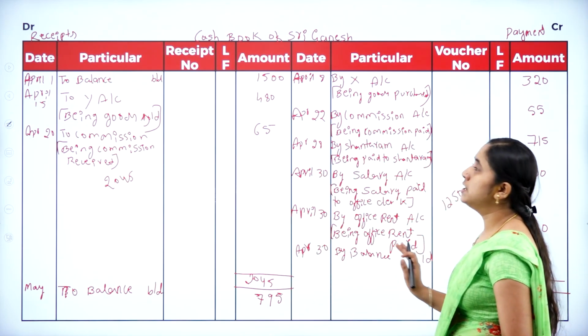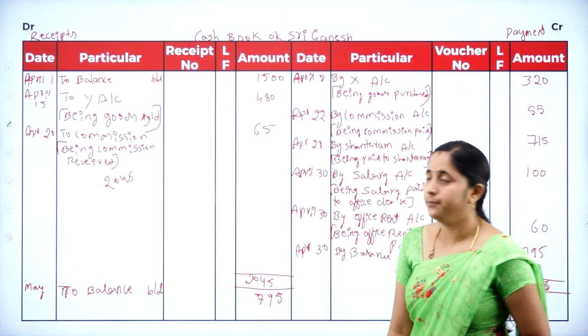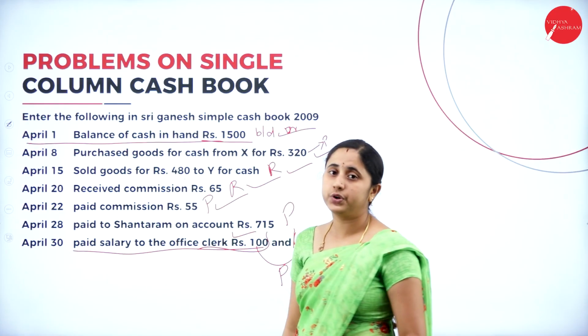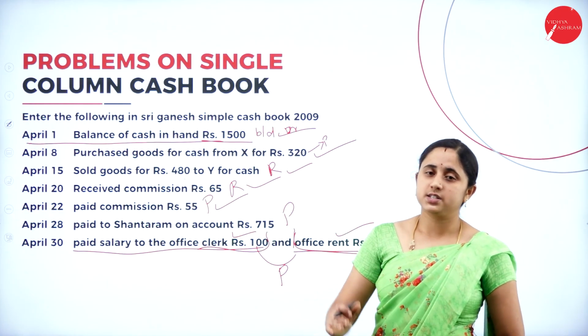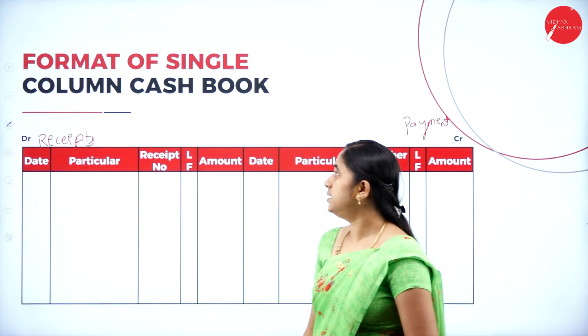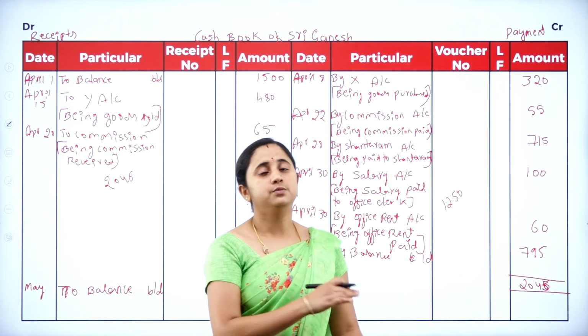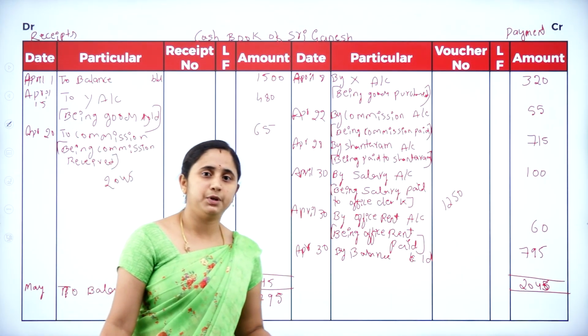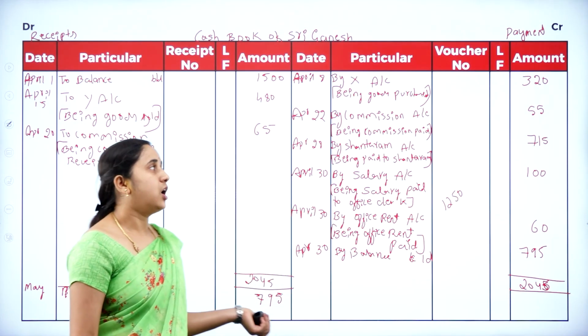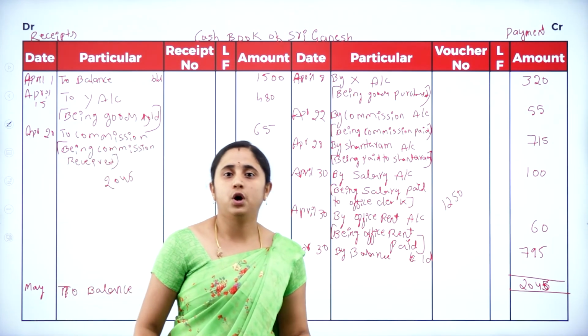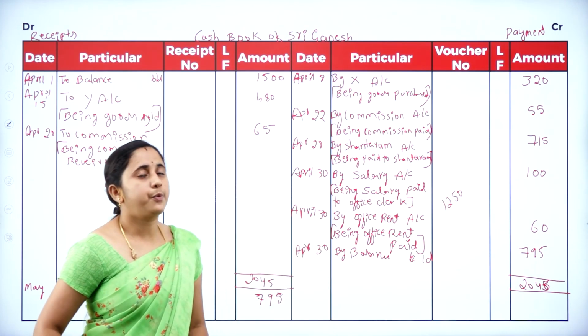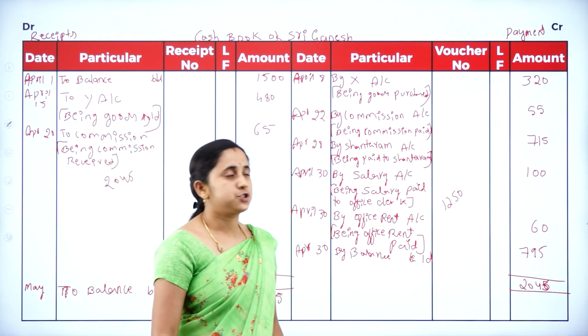So this is all about simple cash book. So this is all about today's session. In the next session, we will continue with another problem and move on to the double column and triple column cash book. According to your syllabus, you don't have a double column cash book. You have problems on three column cash book. So let's continue with the next session.